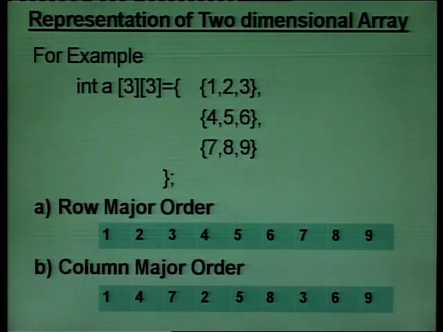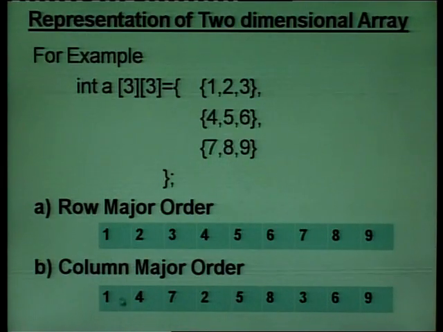Now let's show it by an example. For example, I have an array whose name is A and its data type is integer. There are 3 rows and 3 columns here. The elements stored are 1, 2, 3, 4, 5, 6, 7, 8, 9. Here 1, 2, 3 is a row, 4, 5, 6 is also a row and 7, 8, 9 is also a row. In the row major order, I store it in the form 1, 2, 3, 4, 5, 6, 7, 8, 9. I store the first row first, then the second row and the third row. I store this in the form of rows.